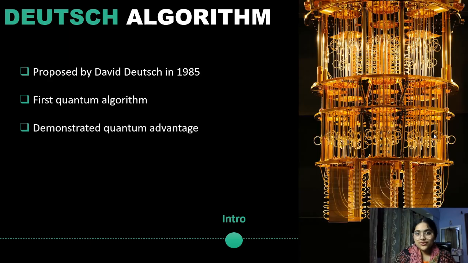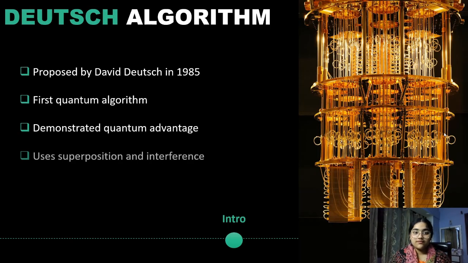The important milestone, Deutsch's algorithm demonstrated quantum advantage. This means that it could solve a problem using fewer steps than any classical computer could. This was the first real evidence that quantum computing wasn't just theory. It could outperform classical computation.